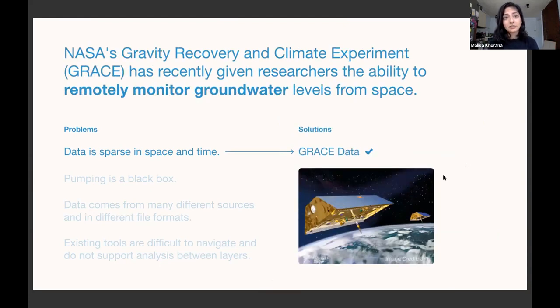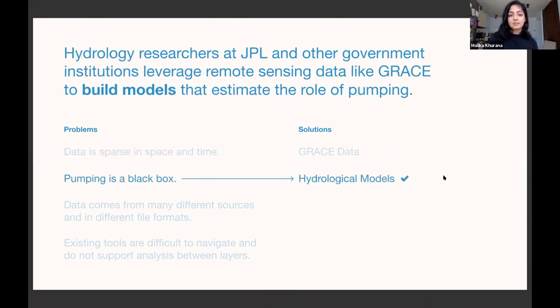Thankfully, JPL is playing a really big part in addressing this problem through its GRACE satellites, which have given researchers the ability to actually remotely monitor groundwater levels from space. So Kyra and JT, the researchers we've been working with, are using GRACE data along with other data to actually build these models to address the second problem, which is that this pumping activity that's happening is essentially a black box because it's not tracked at all.